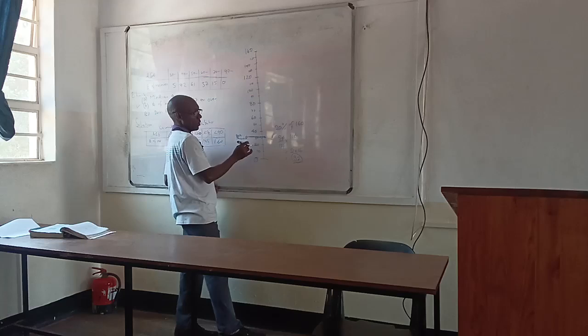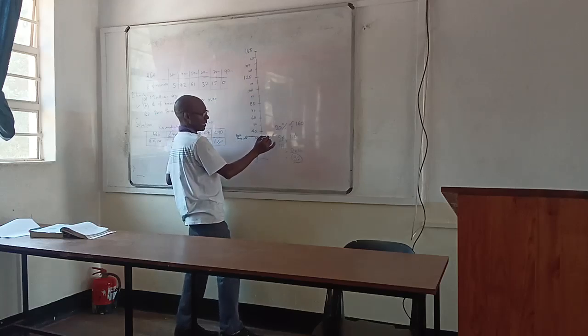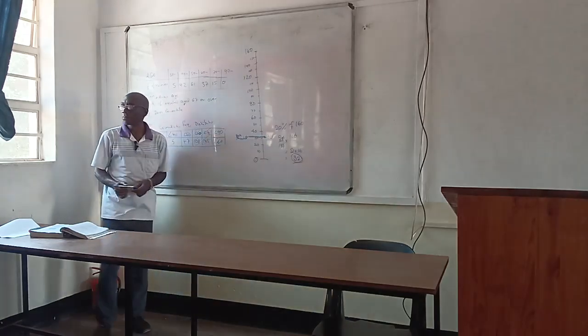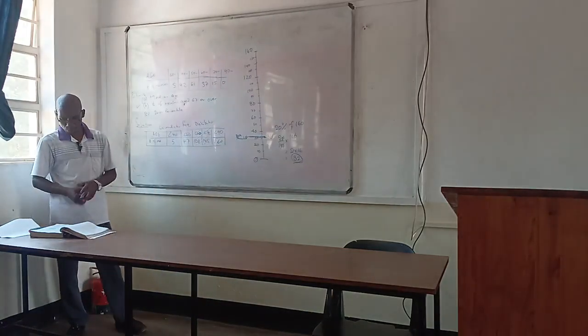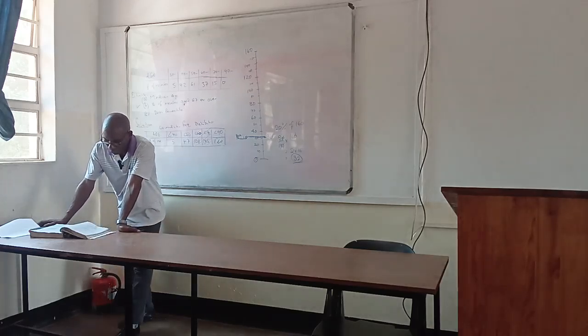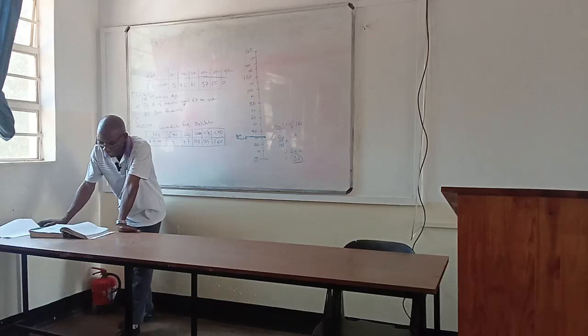The 20th percentile, it is 32. Are we together? Good. All right. So five people were under 40. Right.